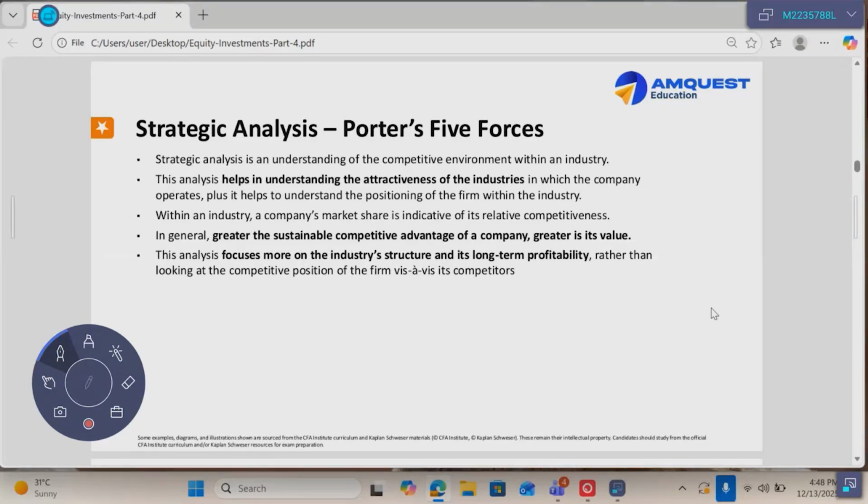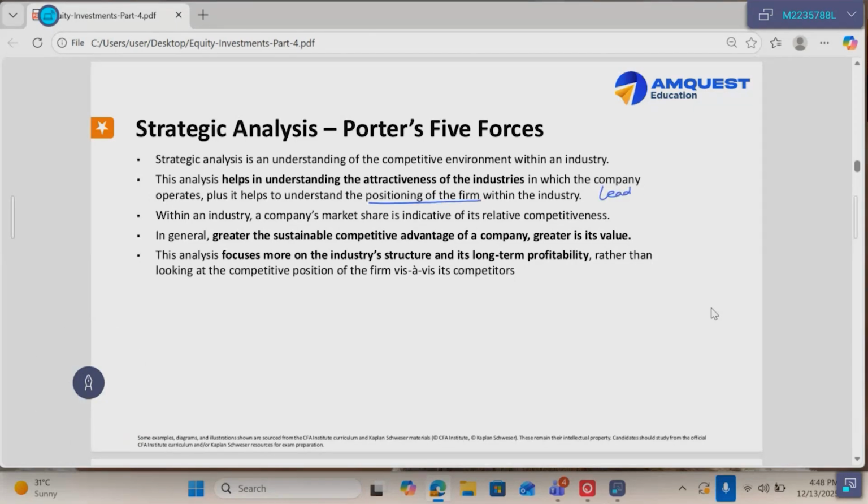So strategic analysis is understanding the competitive environment within the industry. It helps us understand whether the industry is attractive or not. Plus, it helps us understand the positioning of the firm in the industry. Are you the market leader? Like Reliance is the market leader. It can set the prices or take decisions without compromising its market share.